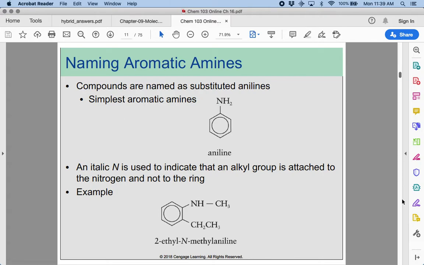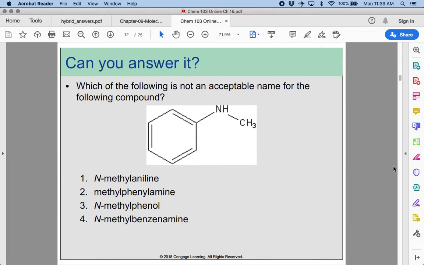We can also have this on aromatic compounds. We've already seen the simplest of them, where we have an amino group on a benzene ring, and this is called aniline. Anytime we need to do anything more complicated than that, we're going to use the same rules that we've been using. Again, in this case, we have 2-ethyl. Again, our aniline is the number 1, so 2-ethyl-N-methylaniline. And the N-methyl comes from this methyl group being attached to the N and not to the rest of the chain. So go ahead and answer the following compound.